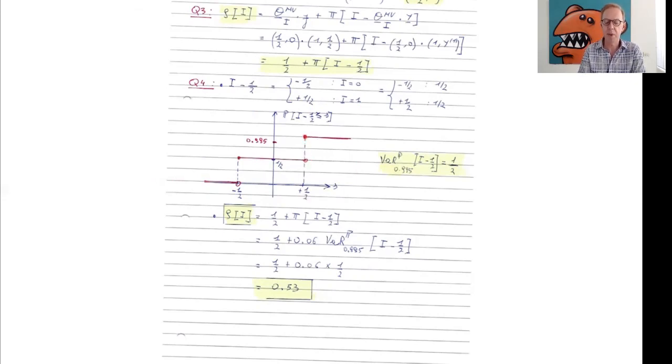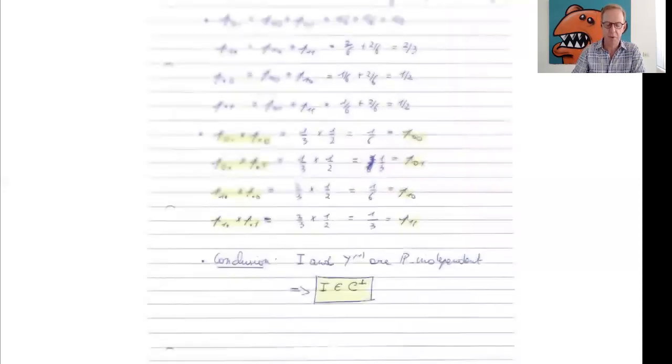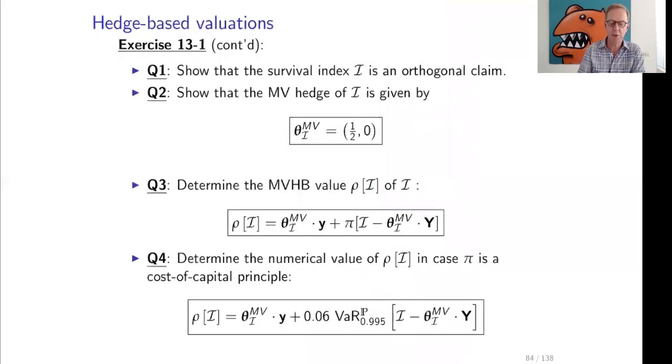Now we have to calculate the value at risk at level 99.5%. The 99.5% is here. The value at risk at level 99.5 of this distribution is the maximal value of this distribution, 1/2. So what do we find here? Finally, rho I is 1/2 plus pi of I minus 1/2. We fill in all the things that we have calculated, and we find rho of I is 0.53. That's question 4. So we determined the numerical value rho of I in case pi is the cost of capital principle.